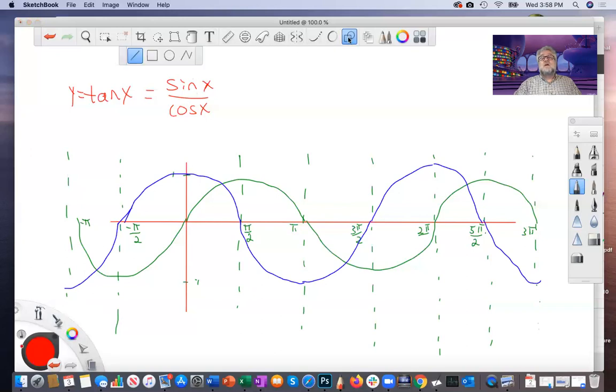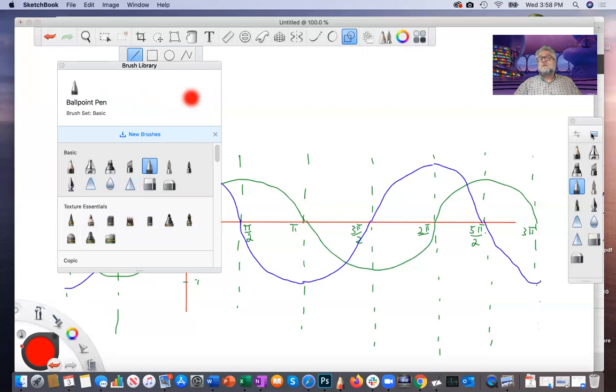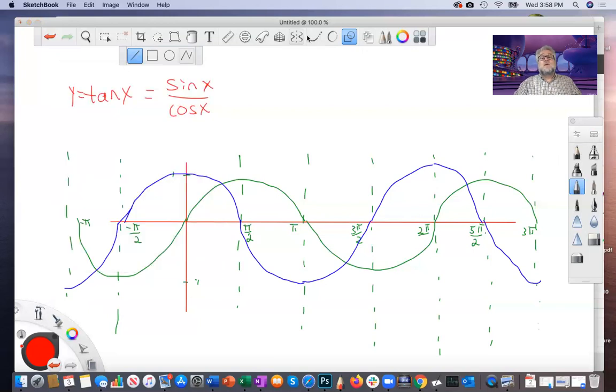Okay, so where we have, can I make this a dotted line? Oh, that'd be awesome. What does that do? I don't know what that does. Go away. Okay, so I can't make a dotted line. That's too bad.